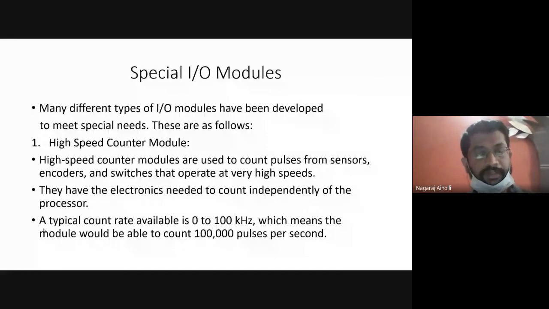The count rate is 0 to 100 kilohertz. 0 to 100 kilohertz is the rate at which the counting operation is taking place. Now 100 kilohertz means 100 into 10 raised to 3 cycles per second, or 100,000 cycles per second. Am I right? Now 100,000 cycles per second means approximately how many pulses it can count per second? Can you just imagine? 100,000 pulses per second. It can count at the speed of 100,000 pulses per second. That is the speed at which the counting operation is taking place. A huge speed.